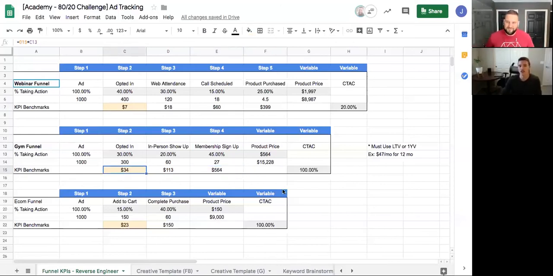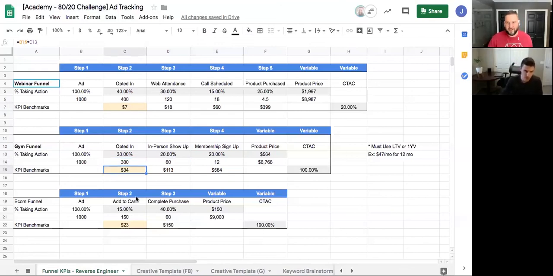Now, let's say the gym really sucks at converting people from free personal training to members, and they're only closing at 20%. Then the Google Sheet did not update. So we'll take a look at that, but you're able to spend significantly less as an opt-in.